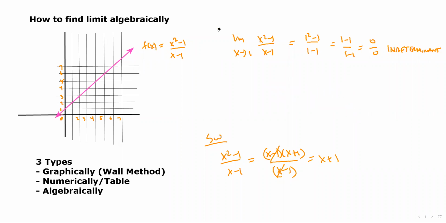This is equal to the limit as x approaches 1, but now the function is going to be x plus 1. Now I can plug in my value for x, which is 1. So 1 plus 1 will give me 2. So as x approaches 1, my limit is 2. The y value is 2. And this is how you do it algebraically.